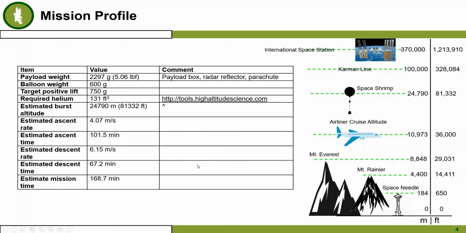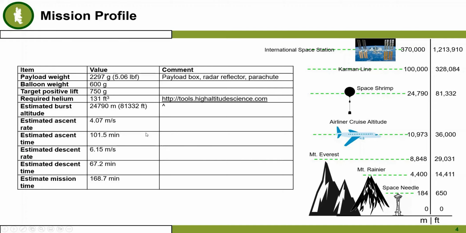The Kármán line is way up at 100 kilometers, or 328,000 feet, so nowhere near there. And just for fun, we showed the kids that the International Space Station is way up here. So again, we're higher than an airliner, but not out to the edge of space by any means. Definitely in the upper atmosphere, but not to space.